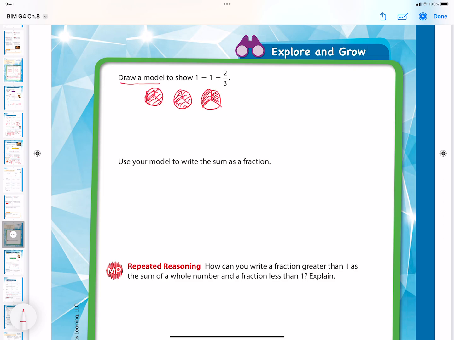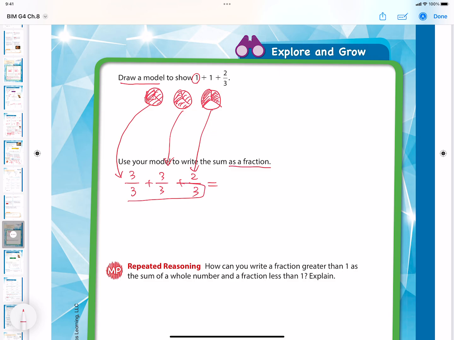Use your model to write the sum as a fraction. They are asking us to convert this natural number 1 to a fraction. So this 1 whole pie is equal to 3 over 3. Make sense? You are taking 3 slices out of 3 slices, which means you are taking 1 whole pie. And plus another 3 over 3, and then you are going to add 2 slices out of 3.